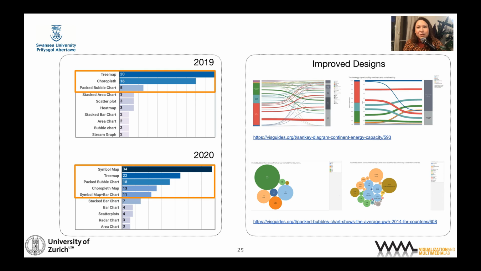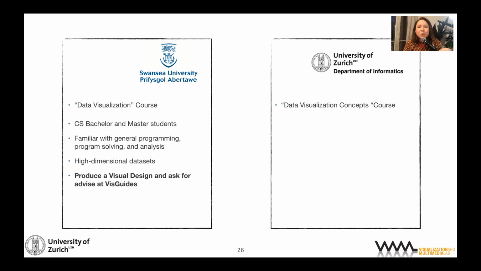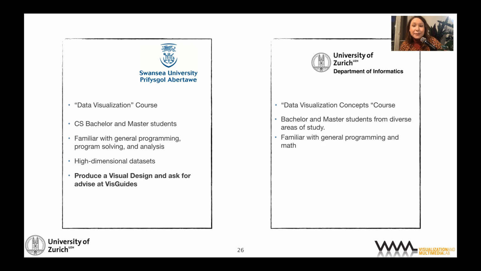At the University of Zurich, the intervention was part of the course Data Visualization Concepts from the Department of Informatics. In this case, students are enrolled in this course as bachelor or master students, and they can have a major or a minor in informatics, but may come from a diverse range of programs such as biology, mathematics, business, economics, etc. So in this case, we introduced a 2-step exercise.